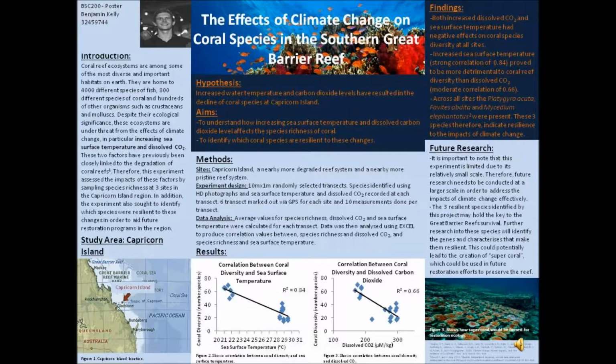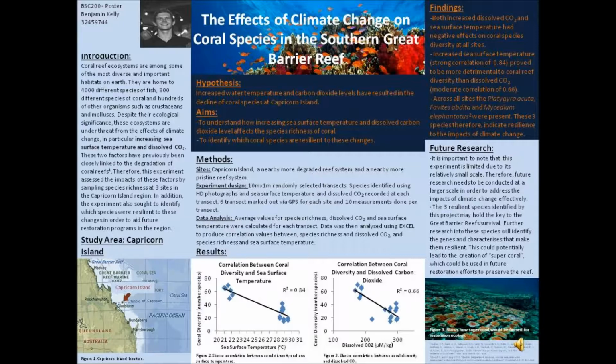These ecosystems are home to up to 4,000 different species of fish, 800 different species of coral, and hundreds of other organisms, such as crustaceans and mollusks. The sheer scale of life supported by these ecosystems has led to coral reefs being classified as the most diverse marine habitats on Earth. In addition to the massive ecological benefits, coral reefs also contribute up to $375 billion to the global economy and support a range of social benefits, such as recreation.